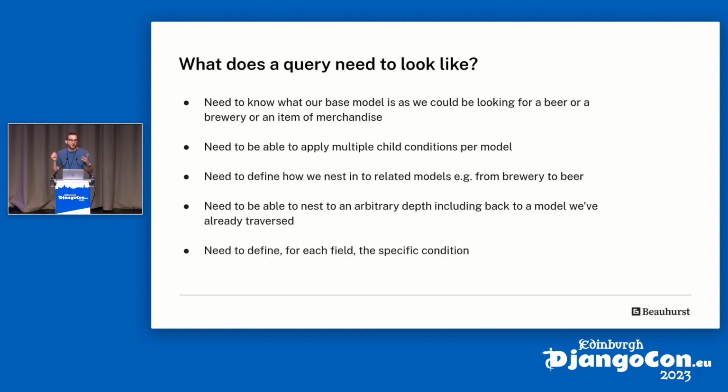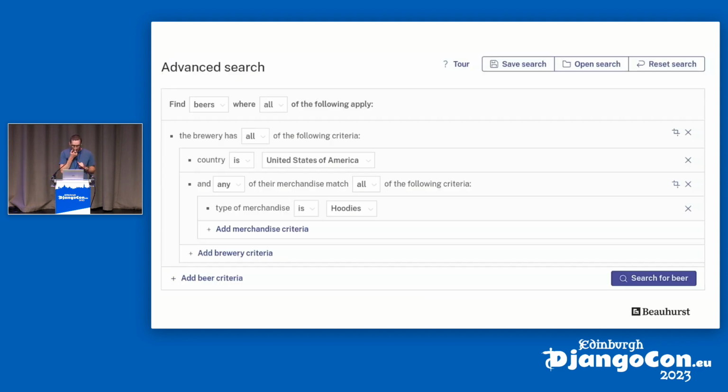And then for each field that we're applying a condition to, we need to define exactly what that condition is. So that the style is this particular kind, or that the year was this particular date, that sort of thing. So we need a representation for that bit of it.